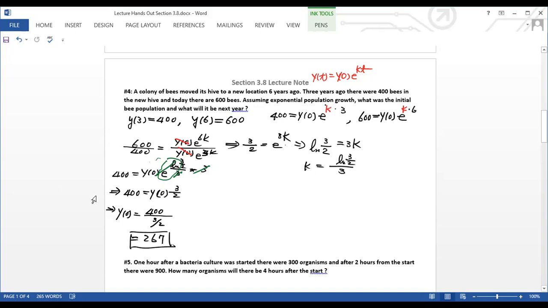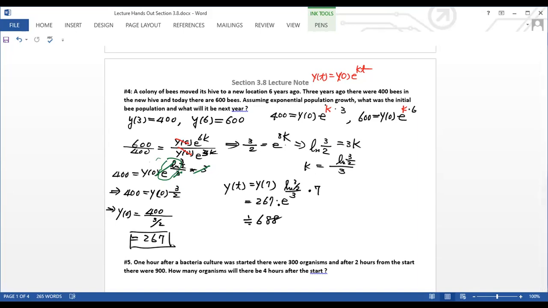So I have 267 bees to start with, and they ask, what is the next year? They moved 6 years ago, so next year is year 7. For year 7, I use this formula again. Y0 is 267 times e to the K, where K is 3 natural log of 3/2, times 7. Then you can put it into your calculator and you will get a close number, about 688.